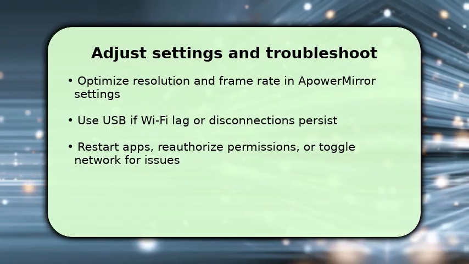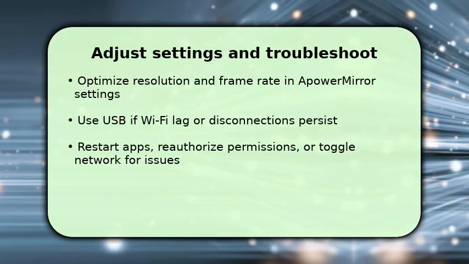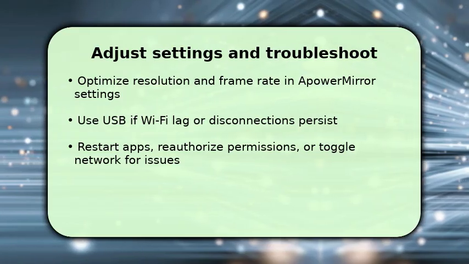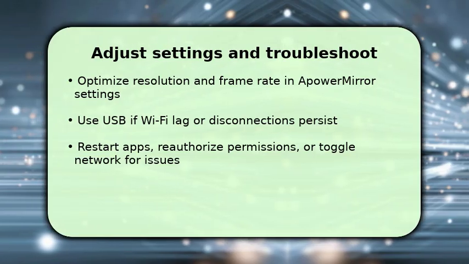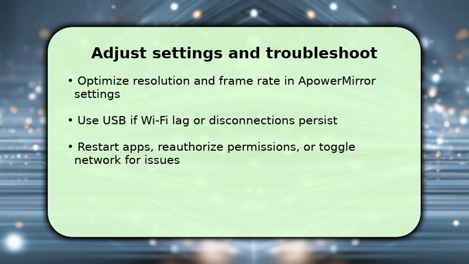If mirroring drops or lags, try a USB connection, restart both apps, or reauthorize permissions. These steps often fix permission or network hiccups quickly. One key troubleshooting tip: toggle the phone's Wi-Fi off and on to reset the local network if problems persist.